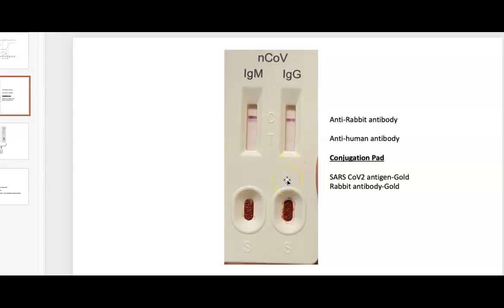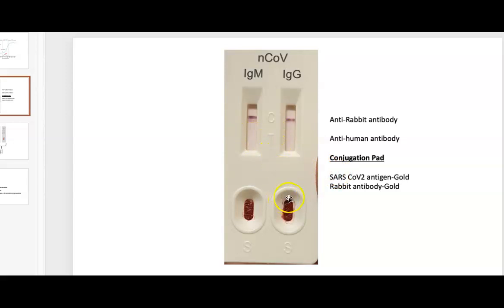So if there are any antibodies to SARS-CoV-2 in your blood, they will bind to the SARS-CoV-2 antigens, which in turn are bound to gold in this conjugation pad, and will continue moving until they're grabbed onto by the anti-human antibodies that exist here. That will cause precipitation of the antibodies in your blood and the antigen in the conjugation pad bound to gold to make a band. Again, there are anti-human antibodies fixed in this region that will grab onto the antibody and antigen complexes and form a band here if you're positive for IgG and a band here if you're positive for IgM.